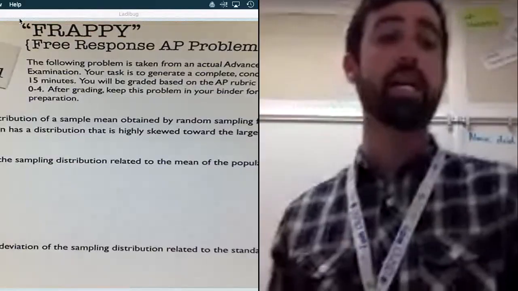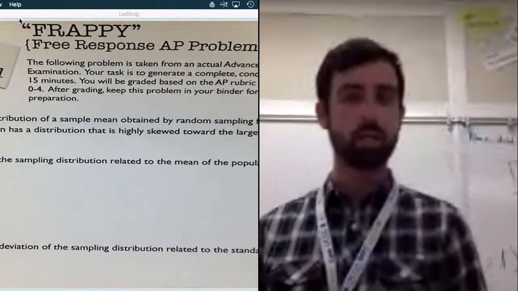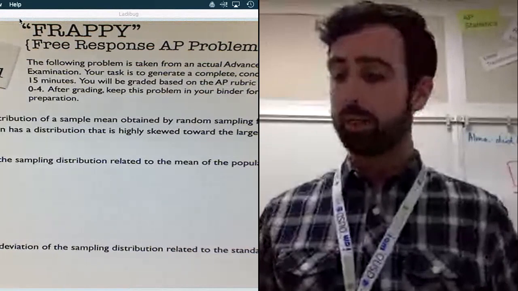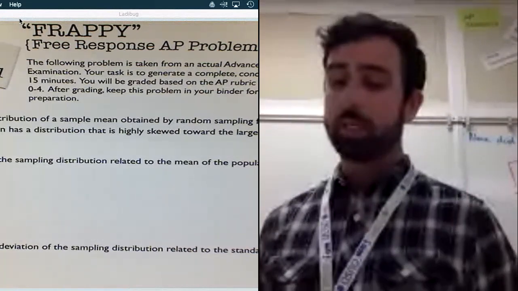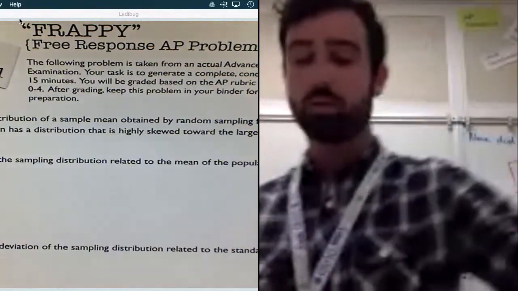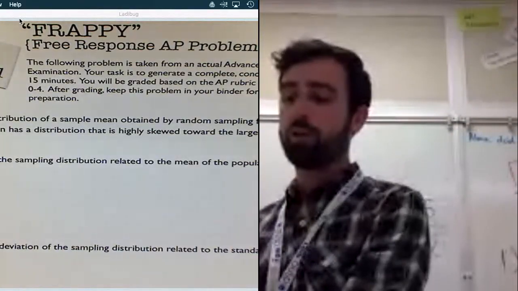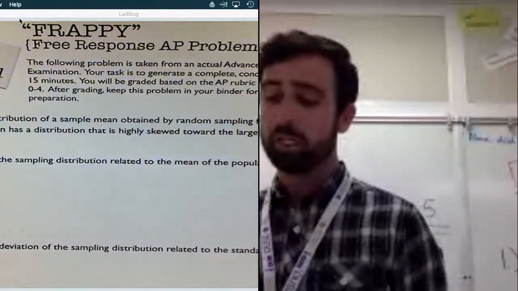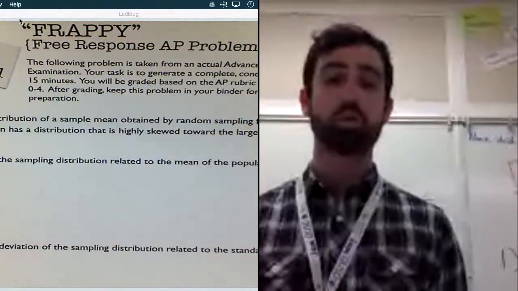So again, 1998 was the second year that the AP exam was created. The first year was 97. 98 was our second year. So here's our problem. Consider the sampling distribution of sample means obtained by a random sample from an infinite population. The population has a distribution that is highly skewed towards larger values.